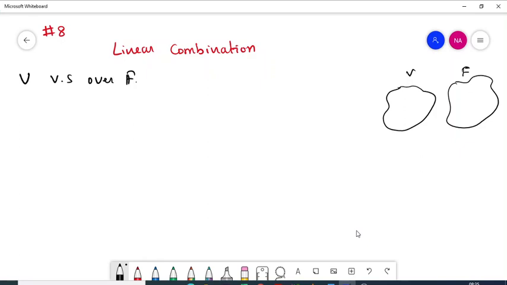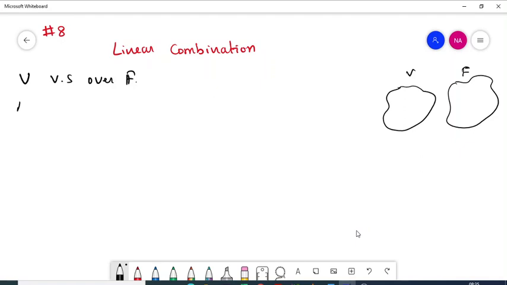In the linear combination, we took only two elements there. In the previous class we discussed with only two elements in S and two elements in F. Now let us take n number of elements in V and n number of elements in F.